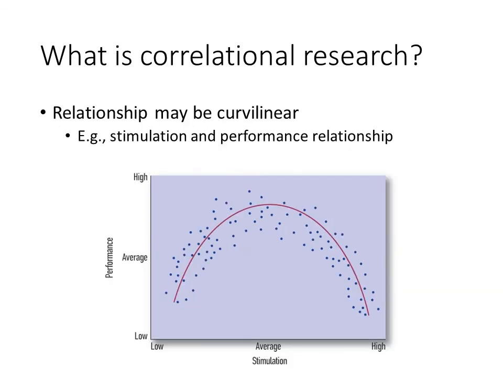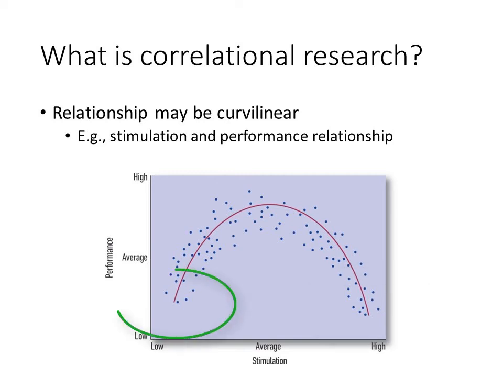Much of the time, we're looking at linear relationships where the regression line is straight. In some situations, the relationship may be curvilinear, as it is with arousal, stimulation, and job performance. So what do I mean by that? Job performance is highest when people are moderately stimulated. If there is too much stimulation, too much noise, too much stress, too much work, it's difficult for people to do their best.